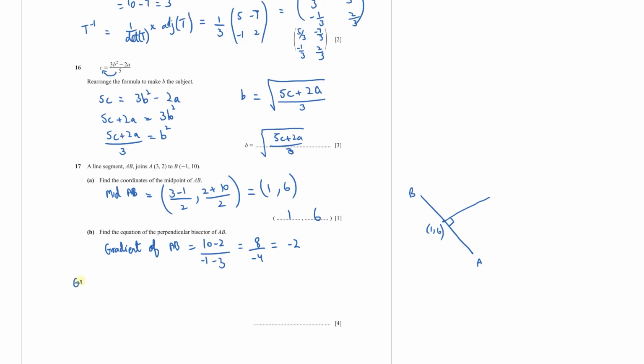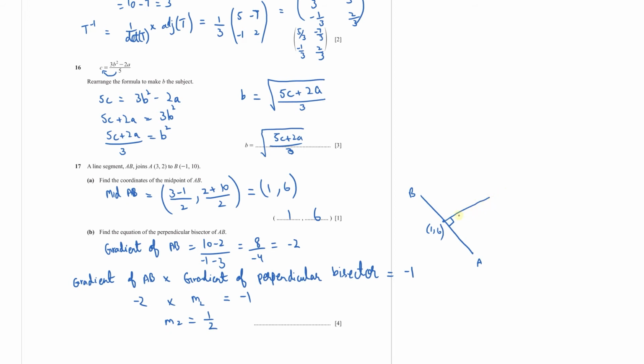Then we know that the gradient of AB multiplied by the gradient of the perpendicular bisector will be equal to -1, using the property that the product of gradients of two lines that are perpendicular to each other is -1. So the gradient of AB is -2. Let me call this M2, and this is -1. So M2 will be 1 over 2. So the gradient of the perpendicular bisector is 1 over 2.